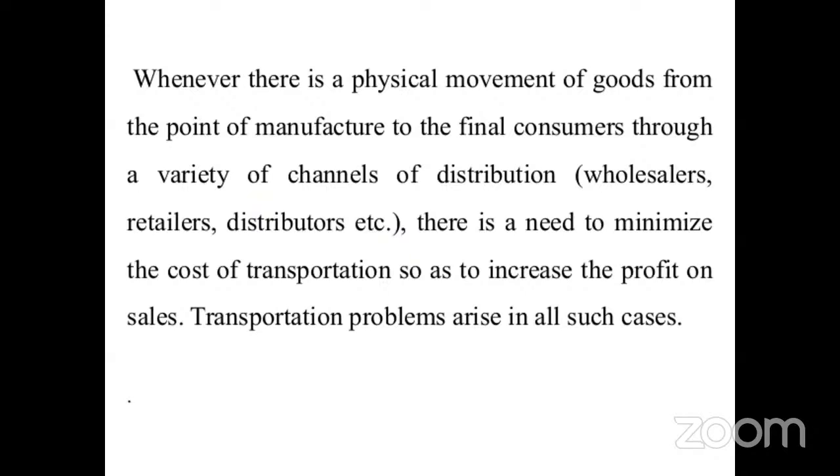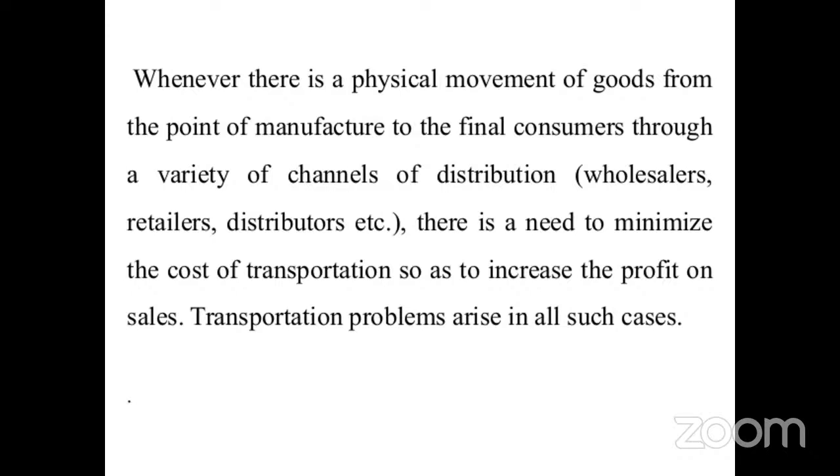So it can be said that whenever there is a physical movement of goods from the point of manufacture to the final consumers through a variety of channels of distribution, because the wholesaler will be buying from the distributor, right? The distributor is buying from the manufacturer. So goods are transported from the manufacturer to the distributor, from the distributor to the wholesaler, from the wholesaler to the retailer, and from the retailer to the ultimate consumer. It is reaching from one stage to another stage. So one place to another place it is going, which means everywhere they require transportation.